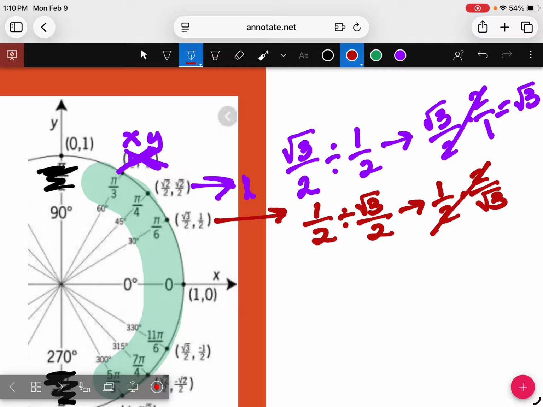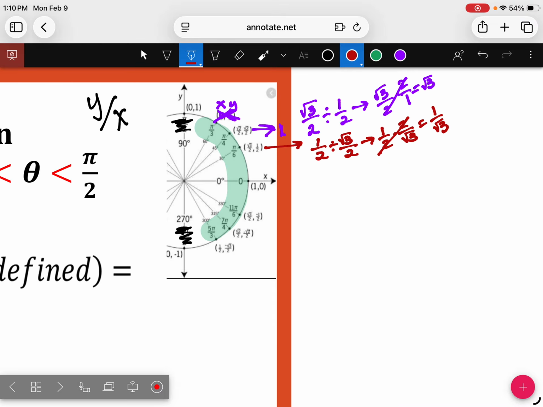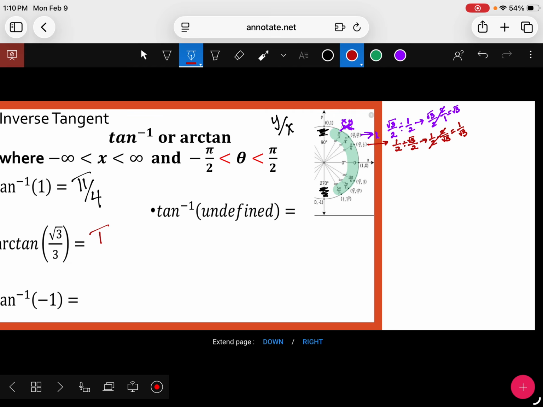This cancels, and I'm left with 1 over root 3, which, after we multiply top and bottom by root 3, would leave me with root 3 over 3. So my answer is pi over 6. That is the angle that will give us a tangent of positive root 3 over 3.